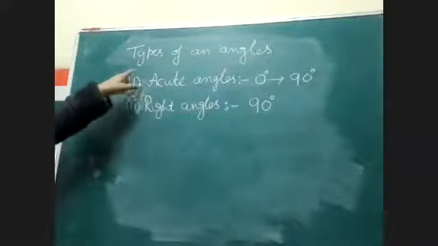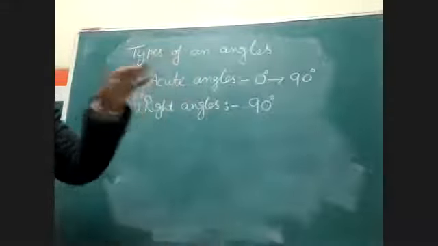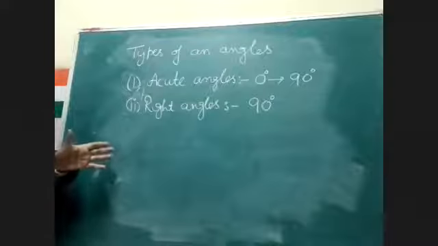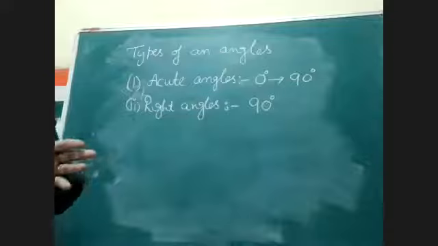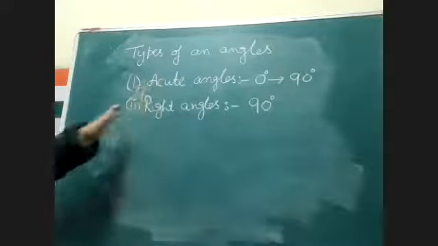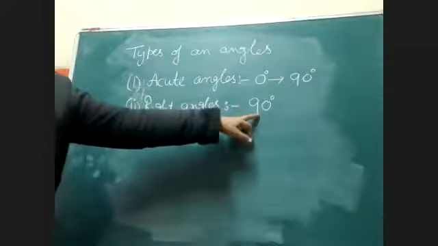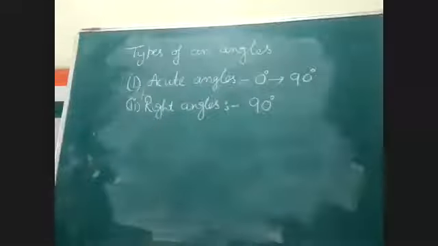See once again, acute angles are those which measure 0 to 90 degrees. 0 to 90 degrees means 15 degrees, 35 degrees, 45 degrees, 56 degrees. These are all acute angles. The second type is the right angle, an angle which measures 90 degrees. Our third type is obtuse angles.